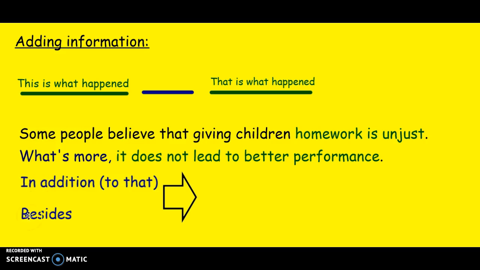Listen to the sentence with these two different linkers. Some people believe that giving children homework is unjust. In addition to that, it does not lead to better performance. Or, some people believe that giving children homework is unjust. Besides, it does not lead to better performance.